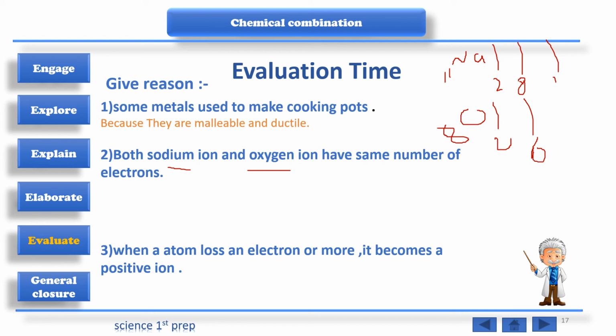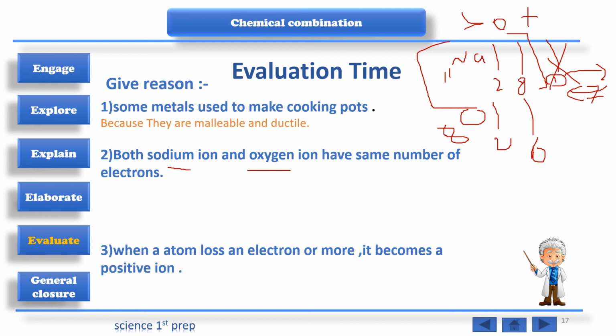Here we are talking about the sodium atom, 2, 8, 1. It's a metallic atom, so it's easy to lose 1 electron or gain 7 electrons to complete the outermost energy level. It will lose 1 electron and become a positive ion that contains how many electrons? 2 and 8 equal 10 electrons.